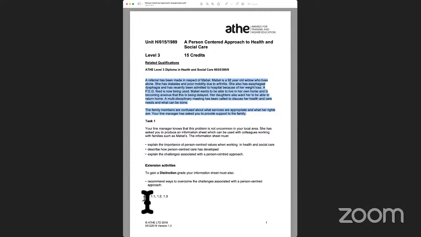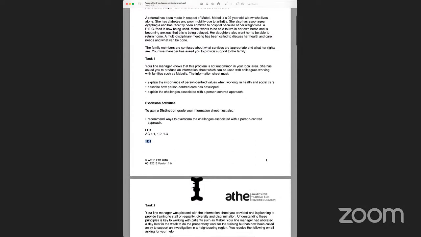So this is, as you can see, assessment criteria 1.1, 1.2, 1.3, which are 3 bullet points here. And there is only 1 distinction criteria in learning outcome 1, which is labeled as 1D1, and it is worded exactly the same way as you would generally see in the unit specification.